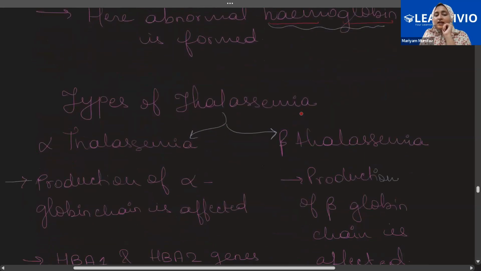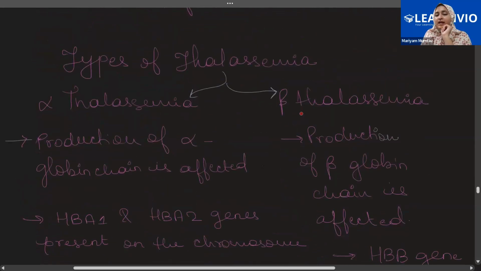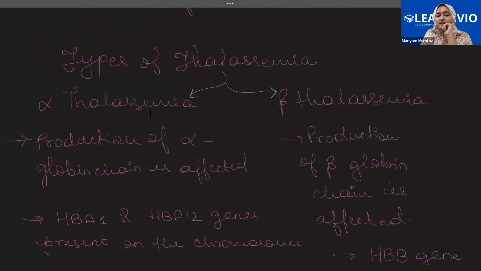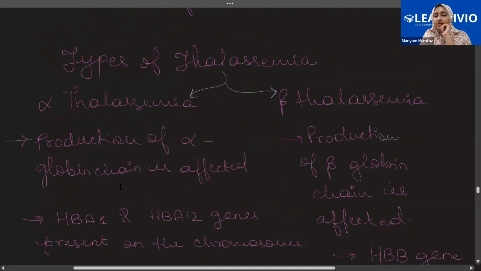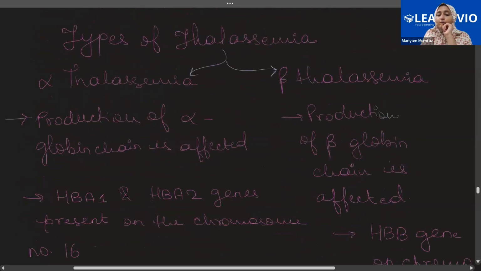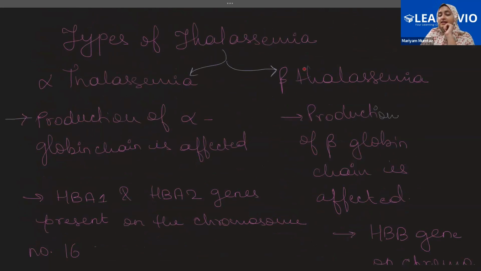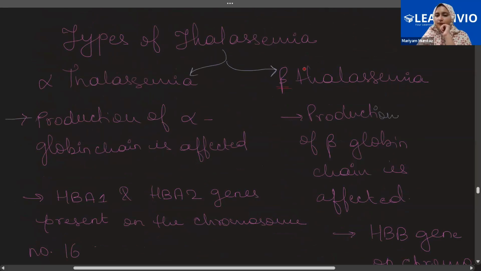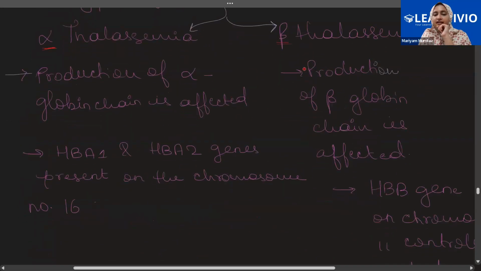Now this thalassemia is of two types. There is alpha thalassemia and then there is beta thalassemia. Do you remember I said that hemoglobin is made up of two chains, alpha and beta chains? So in alpha thalassemia, the production of alpha globin is affected. The alpha globin is not made properly. Whereas in beta thalassemia, the production of the beta globin chain is affected. Depending upon the name, the beta chain will be affected. In alpha thalassemia, the alpha chain will be affected.